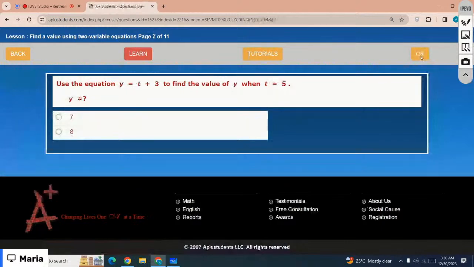The next one is use the equation y equals t plus 3 to find the value of y when t equals 5. So, which is the correct option?